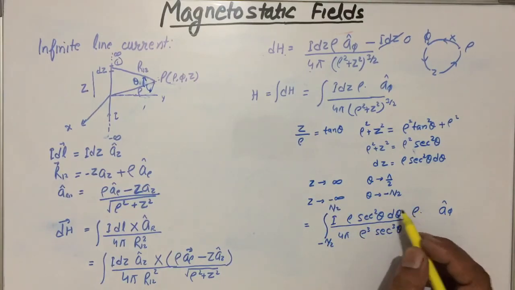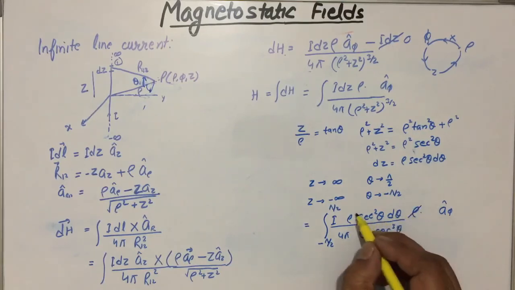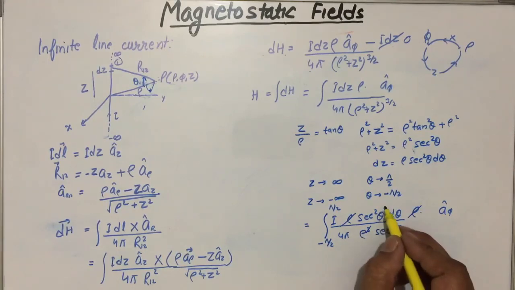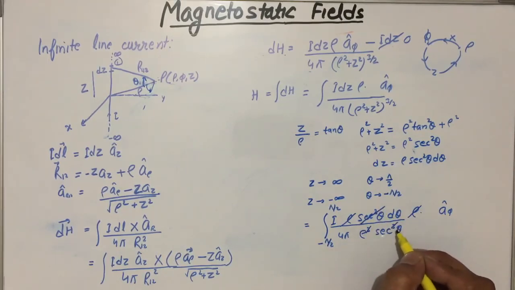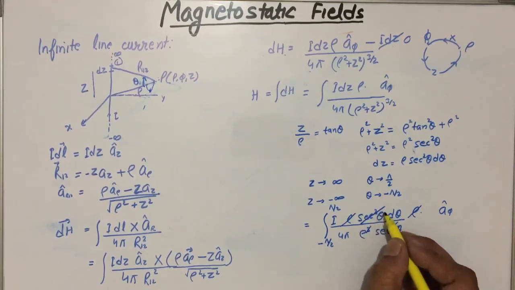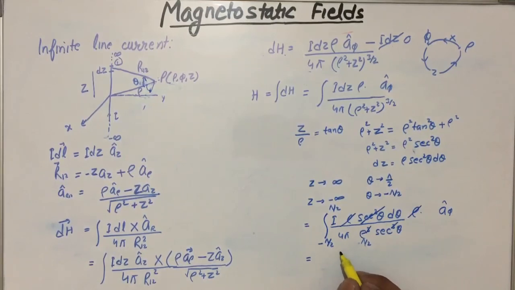Now try to simplify this. This rho square will be cancelled out. One rho will remain here. Sec square theta, sec 2 and 2 will be cancelled out. It will be sec, it will go up. Now further it can be written as I by 4 pi, and it will go up as cos theta d theta. Integration will be from minus pi by 2 to pi by 2. That will be complete H.